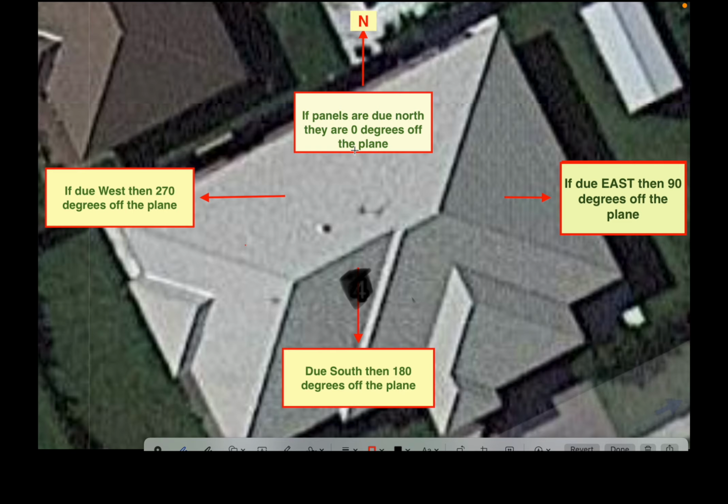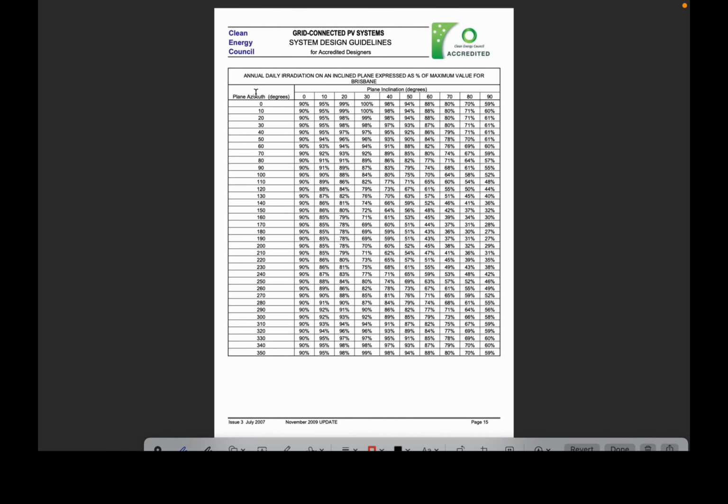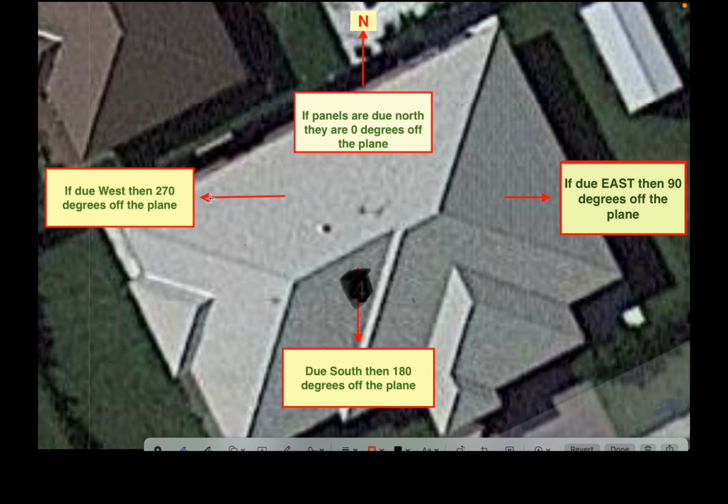So if you look at this term here, the plane azimuth. This house I used as an example isn't facing due north, it's kind of facing northwest. If it was facing due north, then the panels would be 0 degrees off the plane. It's maximum efficiency. Due east would be 90 degrees off the plane, due south 180, due west 270.